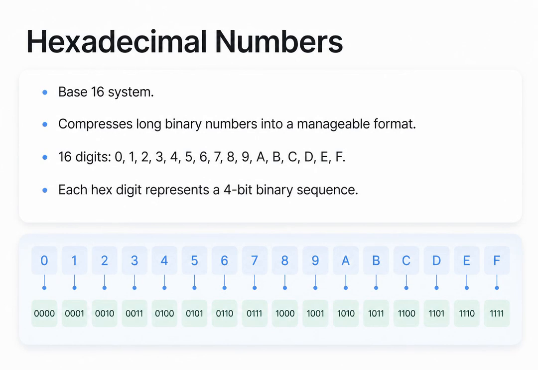As binary numbers get larger, they become very hard for humans to read. To solve this, we use hexadecimal, a base 16 system. It uses the digits 0 through 9, and then the letters A through F to represent 10 through 15. The beauty of hex is that one single hex digit perfectly represents exactly 4 binary bits.